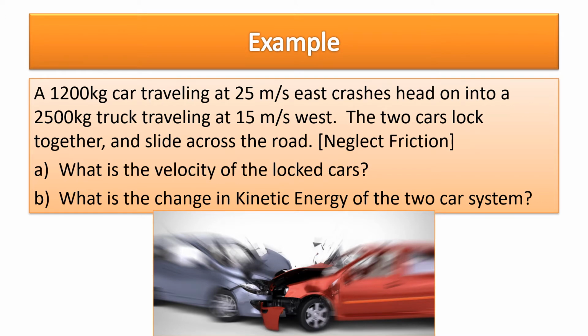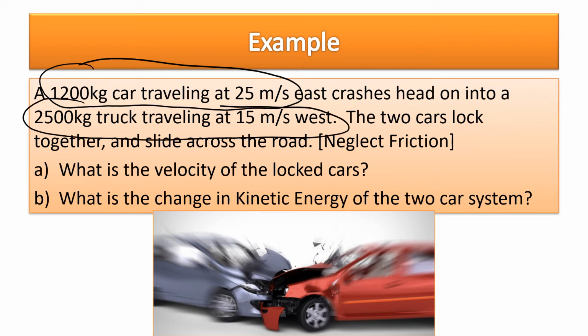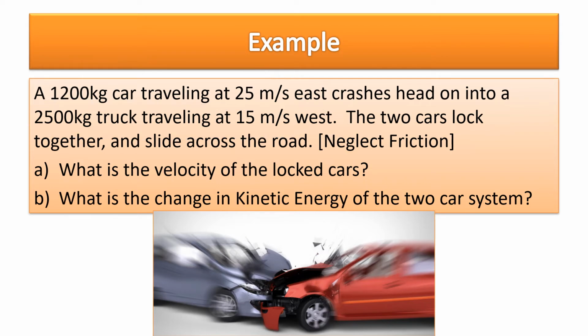I wonder which one is winning. Which one has more momentum? Does the car have more momentum, or does the truck? That'll tell you which way they slide afterwards. So part A says, what is the velocity of the locked cars, or the car and truck? And what is the change in kinetic energy of the two-car system?